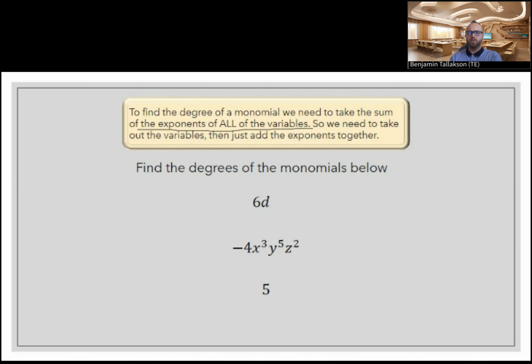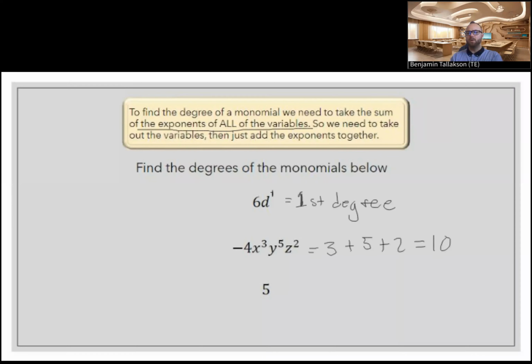So pause this and give it a try. Now let's see what the answers are. 6d can be written as 6d to the first. And it's all about the power of the variable. So this is a 1, aka a first degree polynomial. Okay. What about the next one? You said 10, you're correct. It doesn't matter, again, if the variables are different. You just take all of the exponents and add them together.